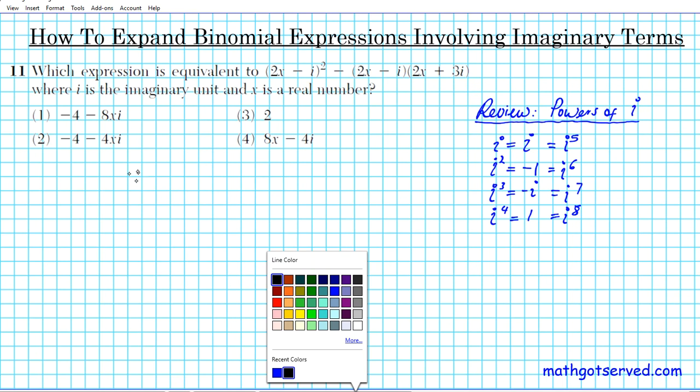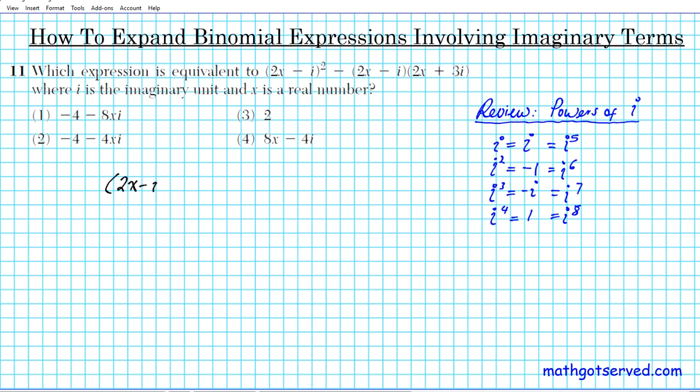So we have the quantity 2x minus i squared minus 2x minus i times 2x plus 3i. Now, there are two ways we can do this, okay? We can expand this completely, which will involve a lot of work, and then simplify. But there is another way that we can attack this problem that's much quicker, which is realizing that the left side and the right side of this minus have a common factor, which is 2x minus i. So let me show that to you.